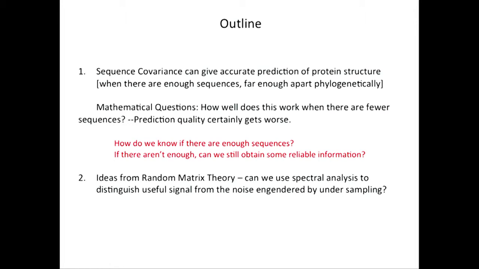And to try and get at those questions, or to start getting at them, I'm going to use some ideas from random matrix theory. In particular, I'm going to ask, can we use spectral analysis to distinguish useful signal from the noise that we get because we're so undersampled? So first, I'll start off by introducing the problem and this idea of sequence covariance.